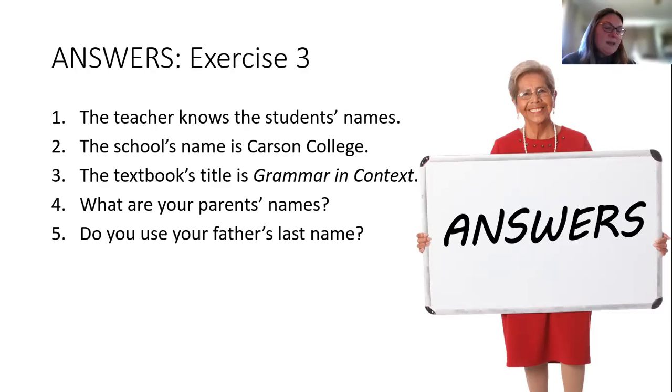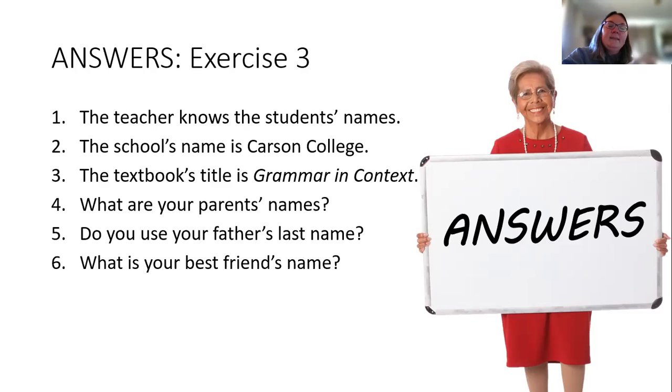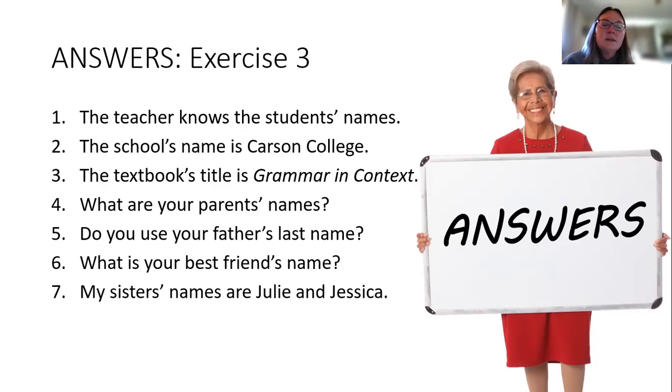Number 6, the name of your best friend becomes your best friend's name. Add that question back to the possession. What is your best friend's name? Okay, careful with this one. The names of my sisters. Sisters is what? Singular or plural? Plural. So where does the apostrophe go for a plural noun? It goes after the S. My sisters' names are Julie and Jessica.